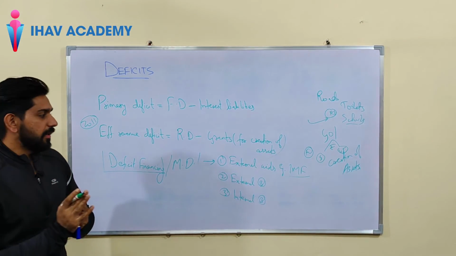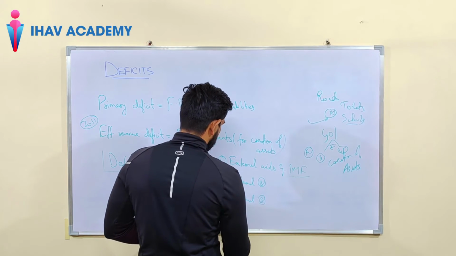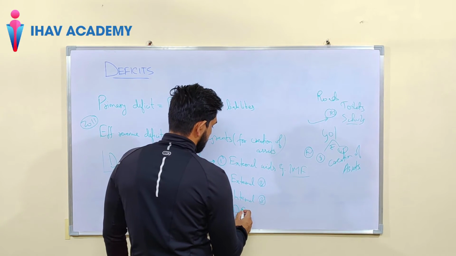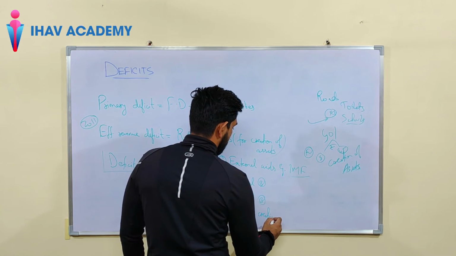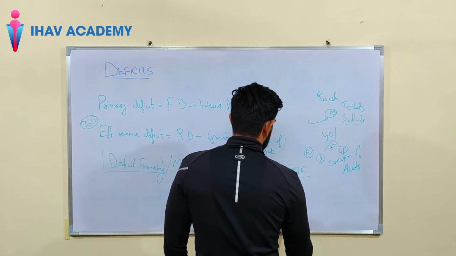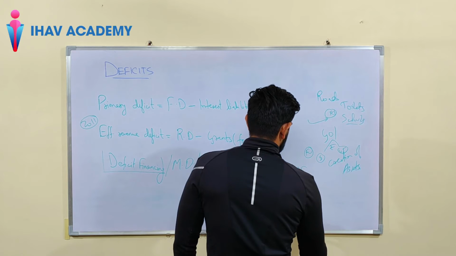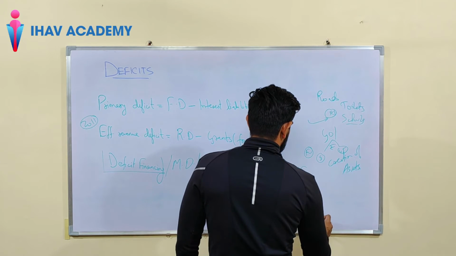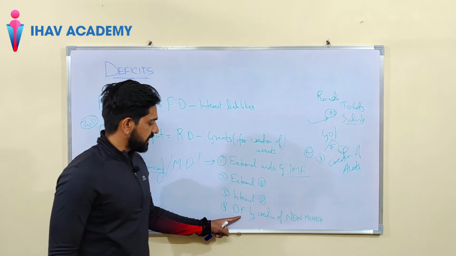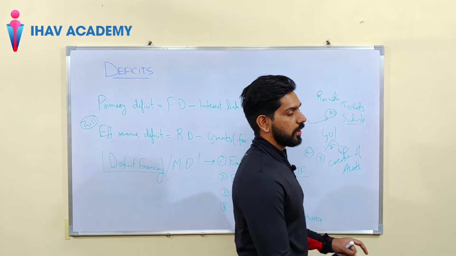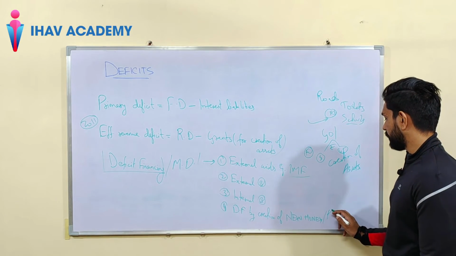And lastly, if all these options fail, then we will go to deficit financing by creation of, what is this year's question, new currency. So this is our last step, deficit financing by creation of new currency or money by the RBI, which is also called helicopter money.